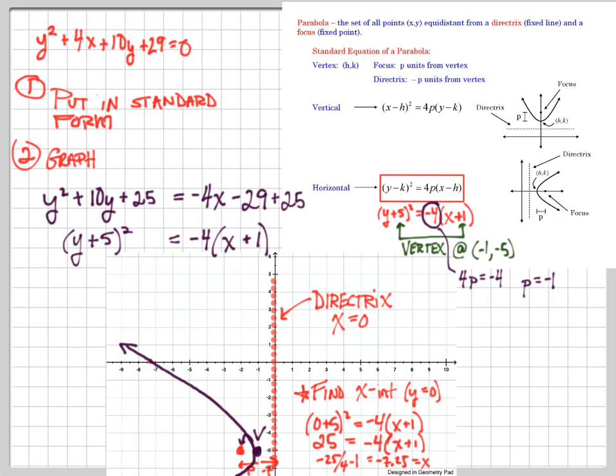All right, so again, you've got to be careful of how this works. We add that p value. If p is negative, it's the same as subtracting it. In this case, when p was negative, it went over here to that side.